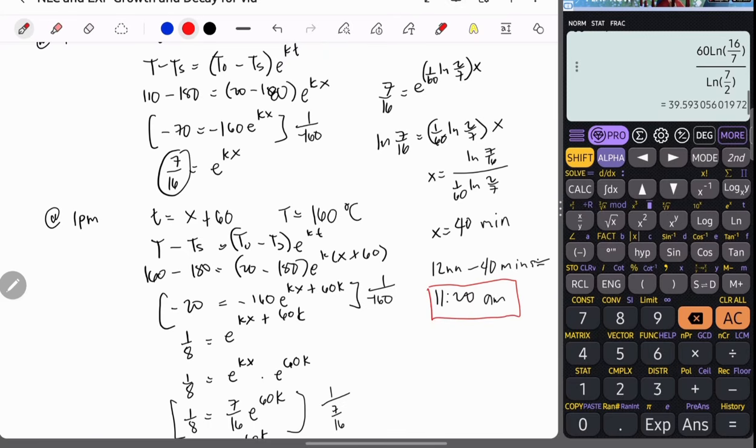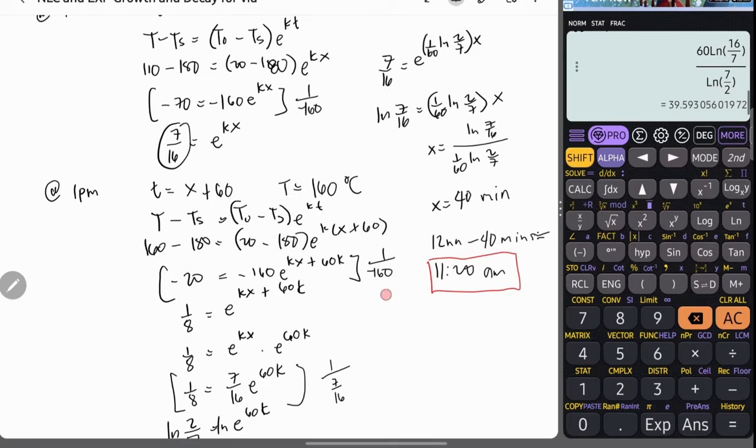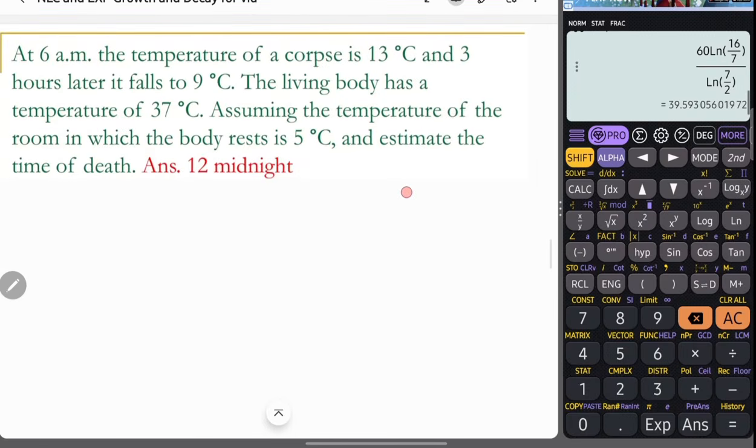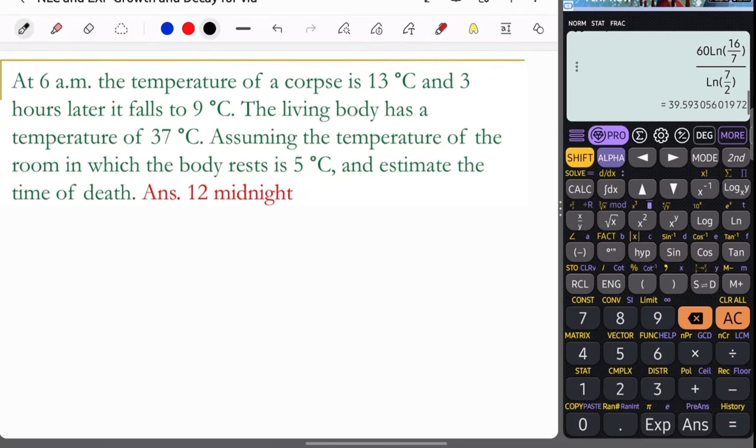Last example for Newton's law of cooling. At 6 a.m., the temperature of a corpse is 13 degrees Celsius, and 3 hours later, it falls to 9 degrees Celsius. Given, at 6 a.m., the temperature of the corpse is 13 degrees Celsius.